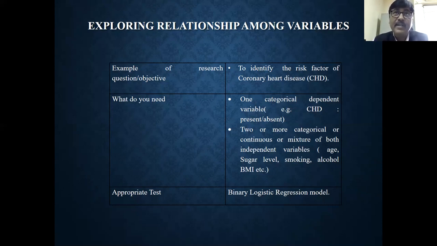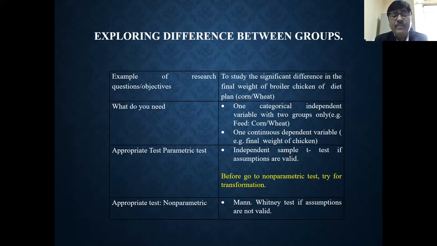These models are given for multivariate data analysis. This is because blood pressure depends upon so many factors, and coronary heart disease depends upon so many factors. So this is the bivariate and multivariate relationship, if you want to explore the relationship among the variables. These statistical techniques are available in statistics. Broadly, these statistical techniques are divided into two parts: exploring the relationship among the variables and exploring the difference between the groups.